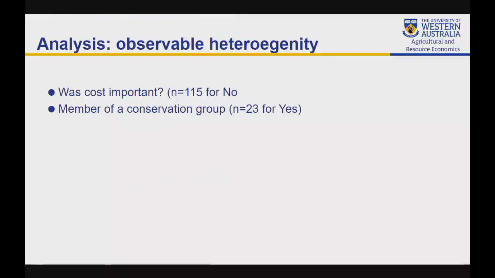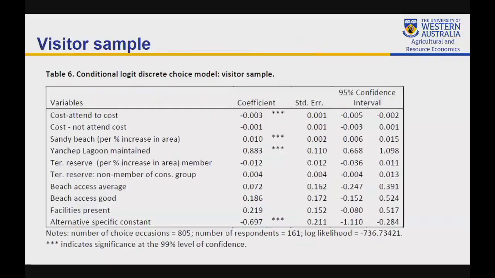We had a bit of extra information, sort of standard follow-up questions. One was we asked them, did you take into account the cost that we're presenting to you? And some people said no. So 115 actually said, no, cost wasn't important. So that's like an attribute non-attendance. Basically, there's some people who are answering this and say, I ignored the cost attribute. And whether they're a conservation group, we thought that might have an impact. There's a very small group of those, but it does turn out to be important. So what do we get out of this? We're splitting the samples into two, visitors and non-visitors, to see what the impacts are.